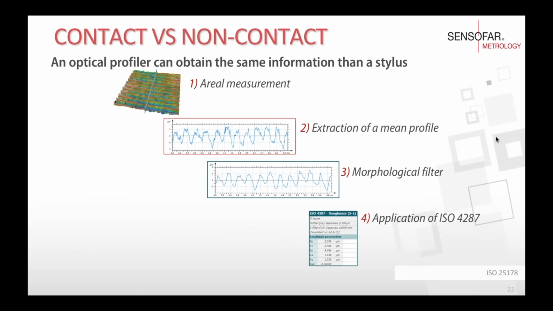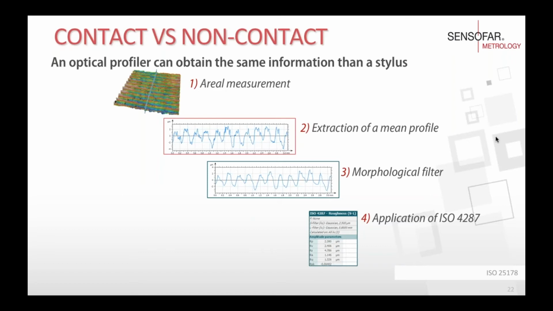Then also something interesting to take into consideration is that with an optical profiler, we can obtain the information that we obtain with a stylus. So first of all, in order to do that, we are going to take an areal measurement. Then we are going to extract a series of profiles with a width that is exactly the same as the diameter of the tip that we are going to simulate. And then we're going to do a mean of those profiles.